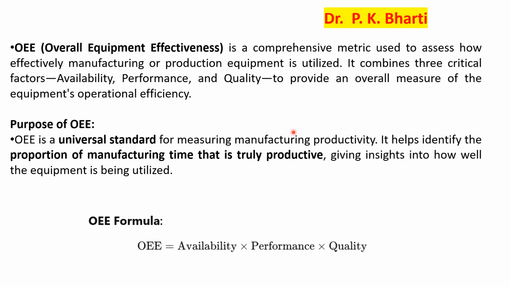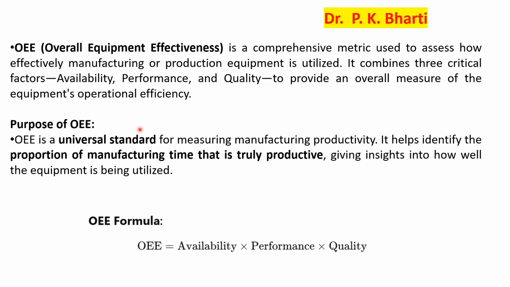Let us first see what is overall equipment effectiveness or OEE. It is a comprehensive metric used to assess how effectively manufacturing or production equipment is utilized. It combines three critical factors: availability, performance, and quality to provide an overall measure of the equipment's operational efficiency.